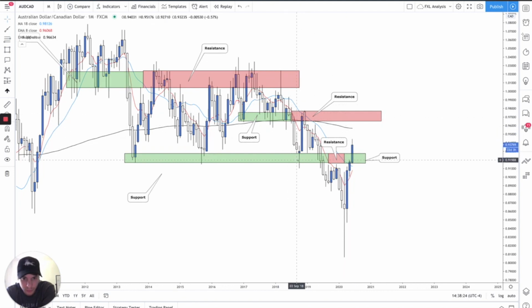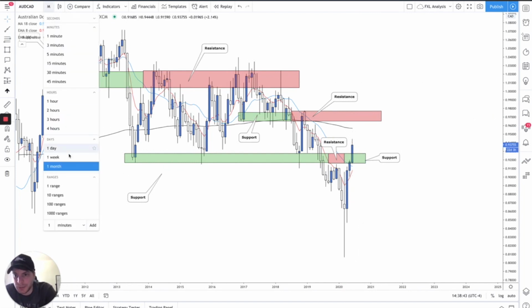So it moved through, found support here again, came back up, found resistance here, came back down, moved through support, tested this level again as resistance, came back down, found some support down here, and then moved back through resistance, turning it into support once again. So again, now we're looking to get back up towards resistance.